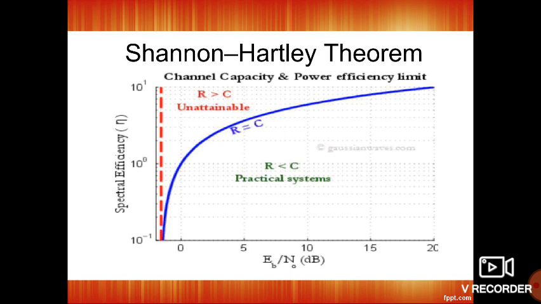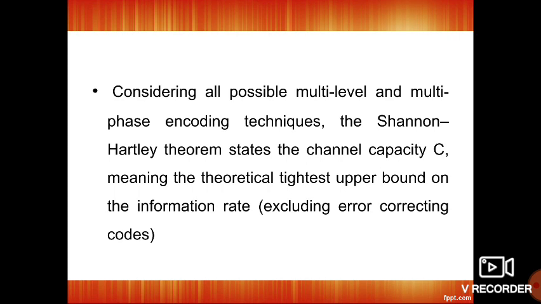So this is the graph which relates the spectral efficiency and Eb by N naught. Eb is the energy by noise ratio and spectral efficiency. Whenever R is greater than C, it is obtained by this graph. And when R is less than C and R is equal to C, when R is equal to C, it represents the blue line, and R is greater than C, it represents the red line, that is unattainable, and R is less than C, it is practical systems. So it's the comparison between R by B, Eb by N naught and efficiency eta. So this theorem always states that R is less than or equal to C.